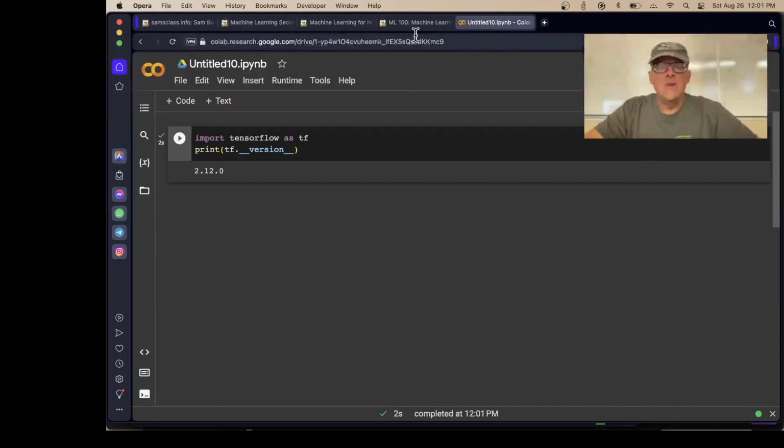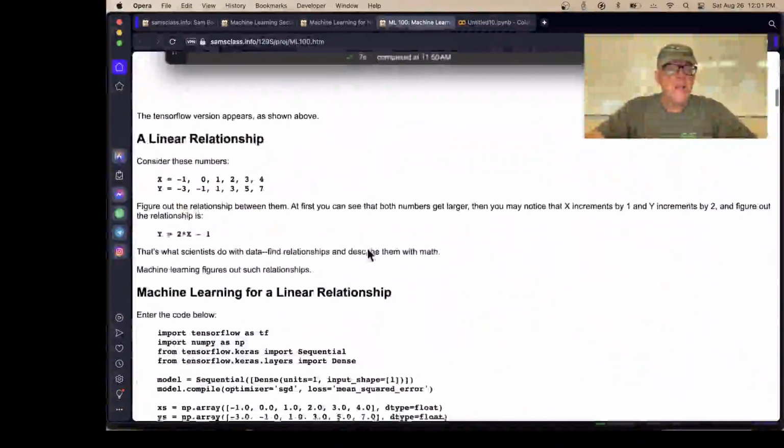There we go. Okay, version 2.12. All right, so we can get it. And it has a version number.